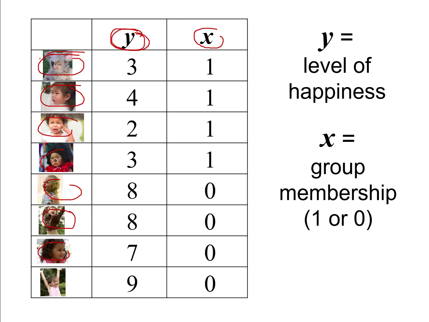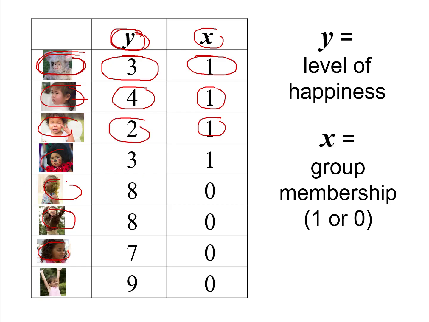So for this first case here, that child was in group 1, and group 1 was the treatment group, and that child's happiness was a 3. I guess that would be that child wasn't very happy. That child had a very low level of happiness. The second child was also in group 1, and that child had a score of 4 for happiness. Just a smidgen happier, but not much. Third child was also in group 1. That child had very low happiness, way down at a 2.